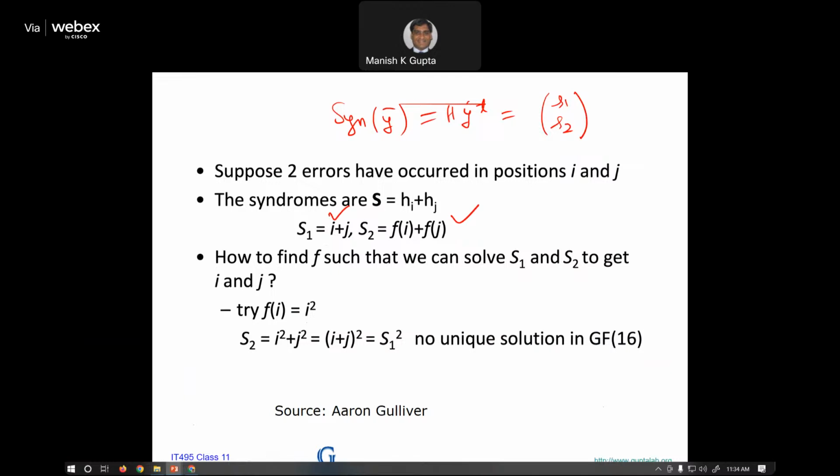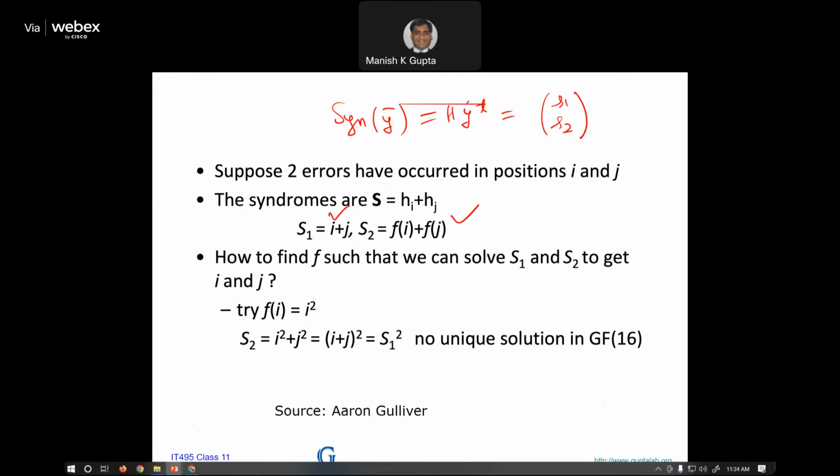Suppose two errors have occurred, then what will happen? We compute the syndrome. Normally, that's what I told you about the syndrome. x is sent, y is received. Compute the syndrome. The syndrome of y is H y transpose, if you remember. This time, it turns out to be S1, S2 because there are two portions, right? And suppose two errors occurred at positions i and j.